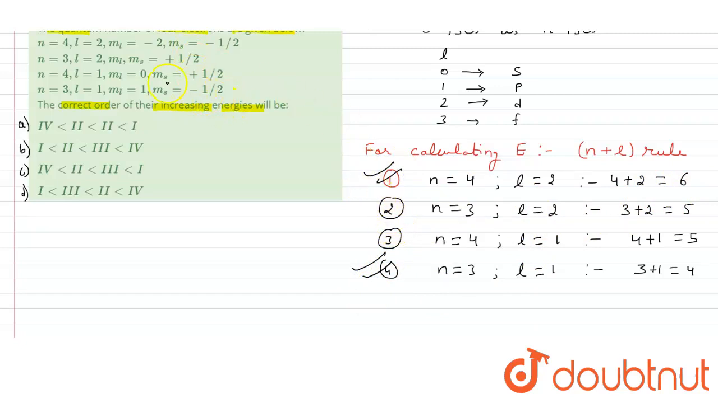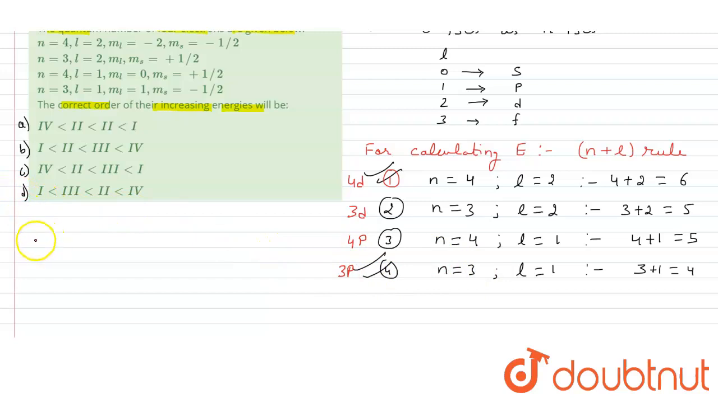For this, we have to use the same basic concept. We can get the same value of energy by using just the n plus L rule, so we have to give preference to the value of n. Lower n will have lower energy and higher n will have higher energy. So the first one is n equal to 4 and L equal to 2, which is 4D, and n equal to 3, L equal to 2 is 3D. This one is 4P, and this is 3P.